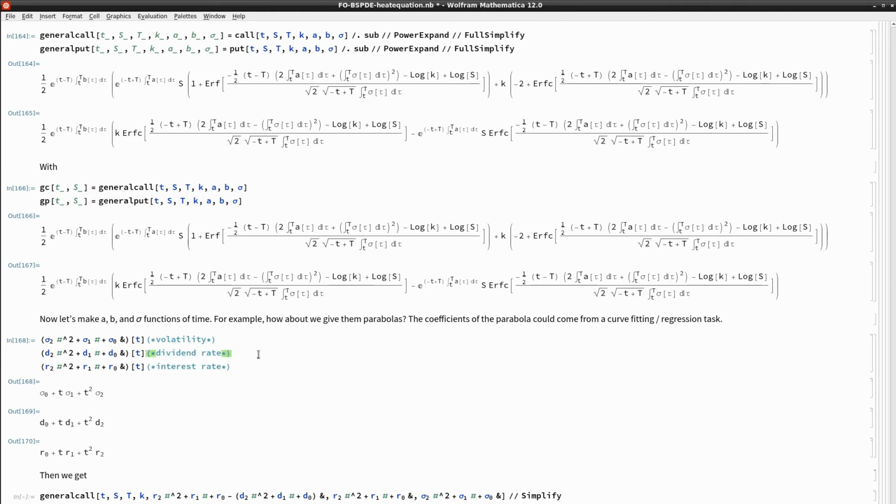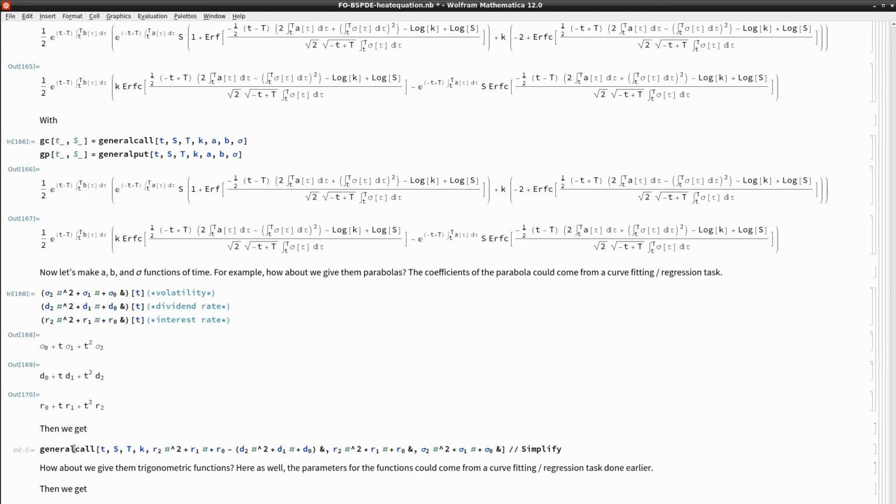The advanced firms, they have all sorts of models in which they're trying to predict volatility as a function of time, dividends as a function of time, interest rates as a function of time. So you could conceivably do a curve fitting, you could do a regression, and let's assume you are using a second order polynomial. So here we have sigma as a second order polynomial, dividend rate and interest rate.